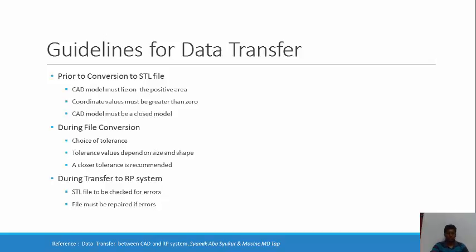Next is transferring the STL file into the RP system. Once a CAD model is converted into an STL file, it is then sent to an RP system. Before this file is transferred, the following needs to be done: the STL file has to be checked for errors or defects. For any errors that occur, the STL file should be repaired and then verified again to ensure that the file is free from error.